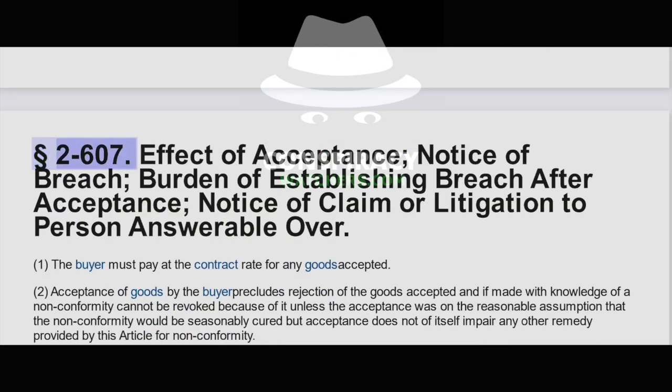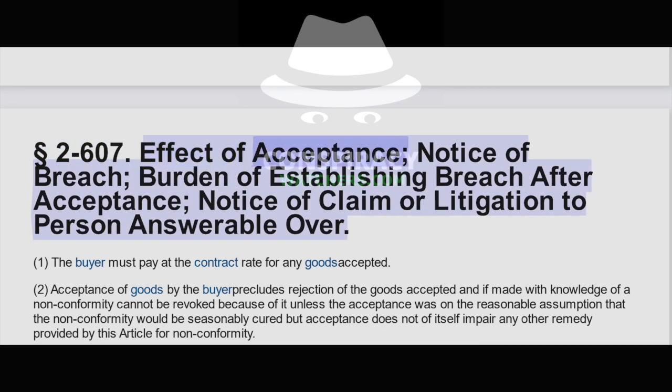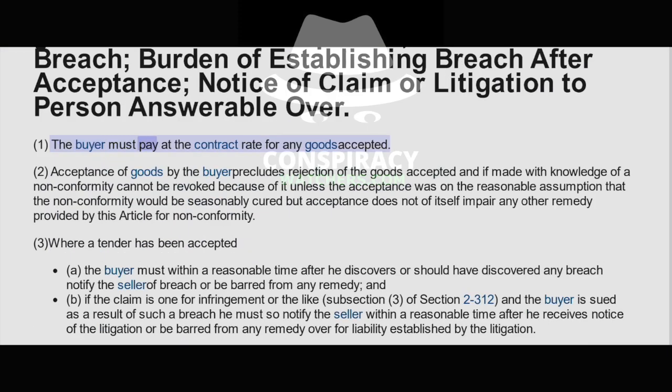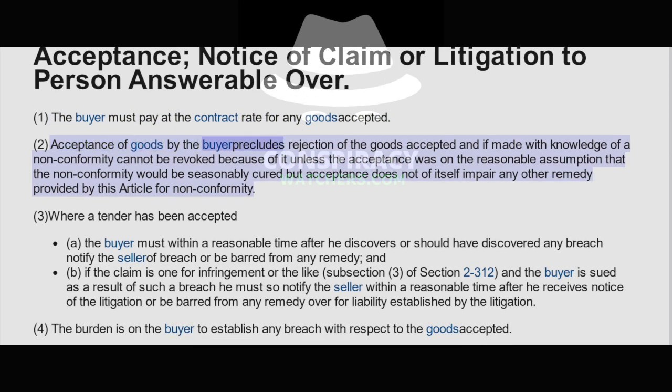Section 2-607. Effect of acceptance. Notice of breach. Burden of establishing breach after acceptance. Notice of claim or litigation to person answerable over. The buyer must pay at the contract rate for any goods accepted. Acceptance of goods by the buyer precludes rejection of the goods accepted, and if made with knowledge of a nonconformity cannot be revoked because of it unless the acceptance was on the reasonable assumption that the nonconformity would be seasonably cured. But acceptance does not of itself impair any other remedy provided by this article for nonconformity.